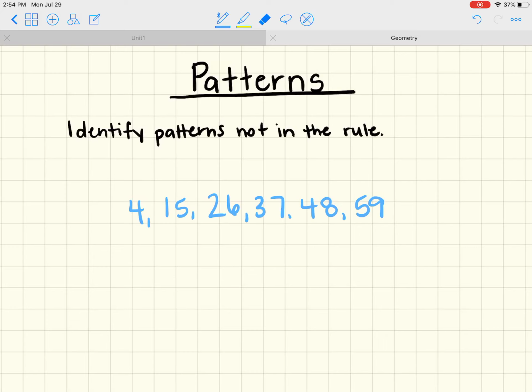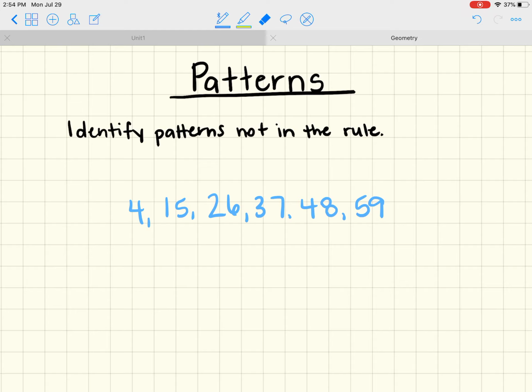Sometimes we will be asked to look at a number sequence and determine other features of the pattern that were not explicit in the rule. When we look at this pattern, the first thing we need to determine is what the rule is. So what is happening between 4 to 15, 15 to 26, 26 to 37, 37 to 48, and 48 to 59?